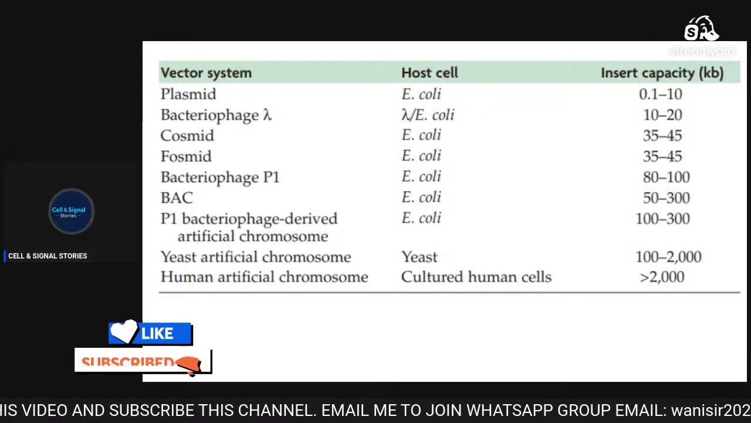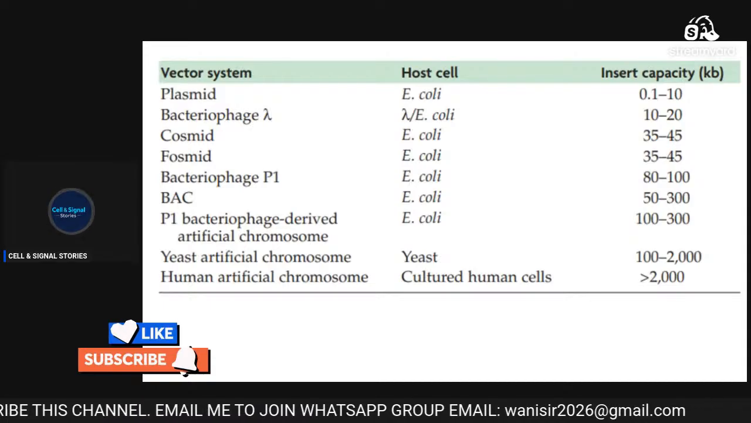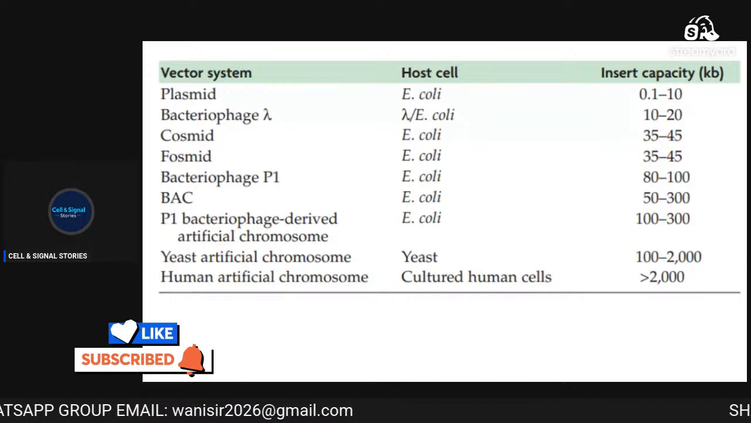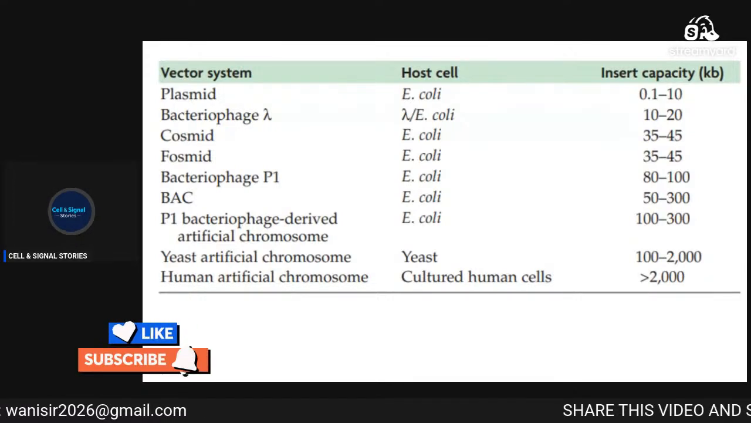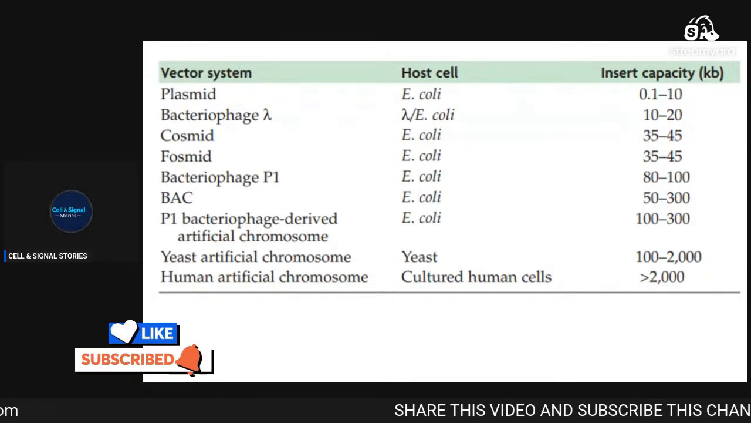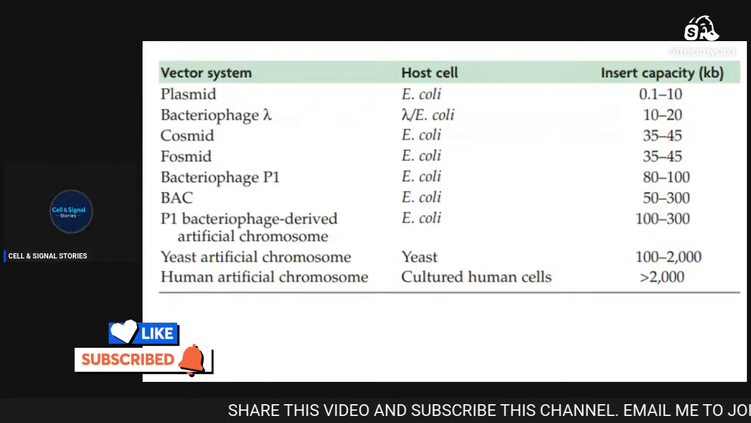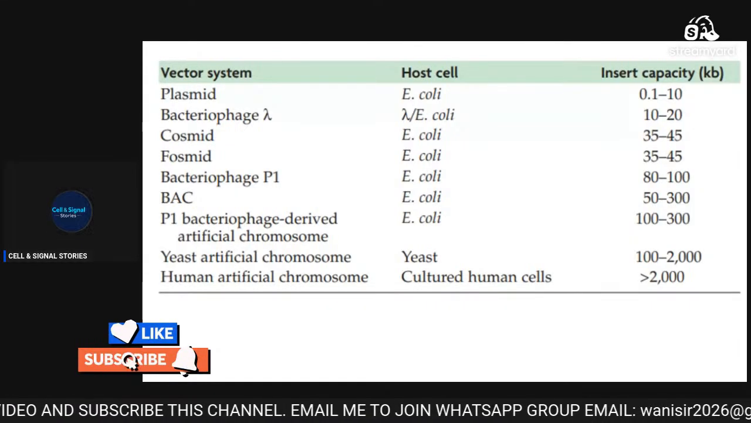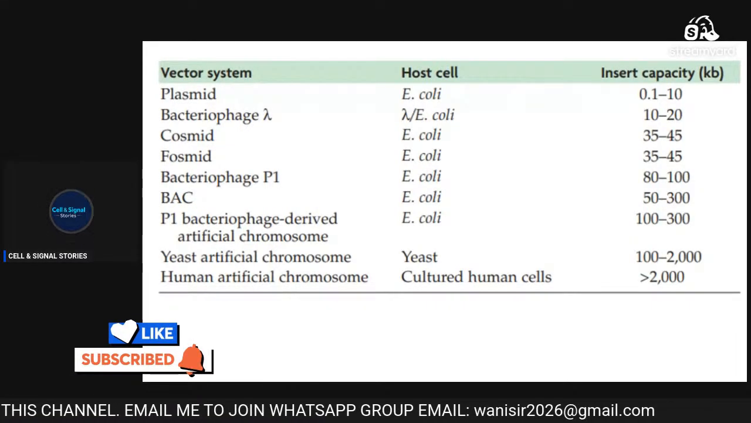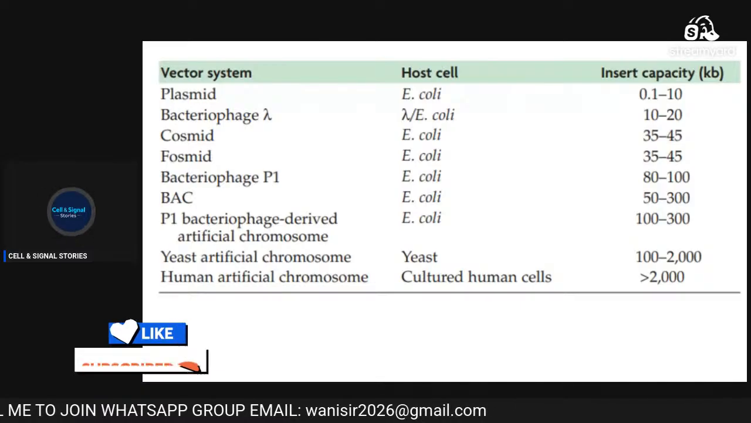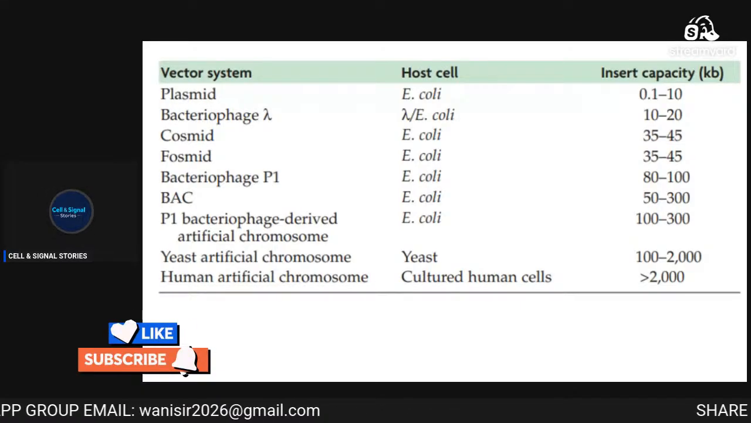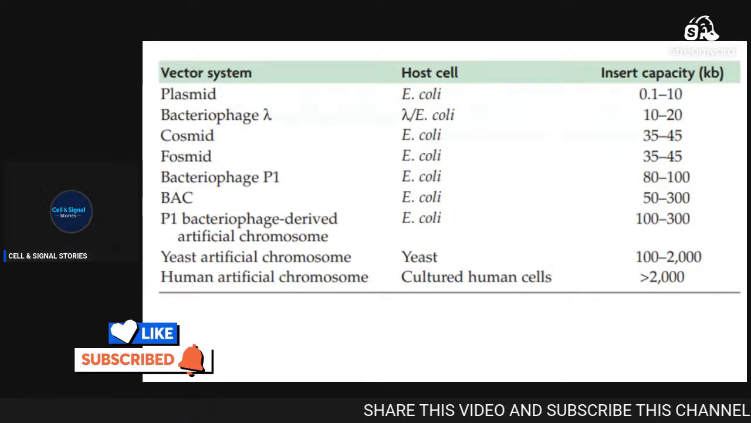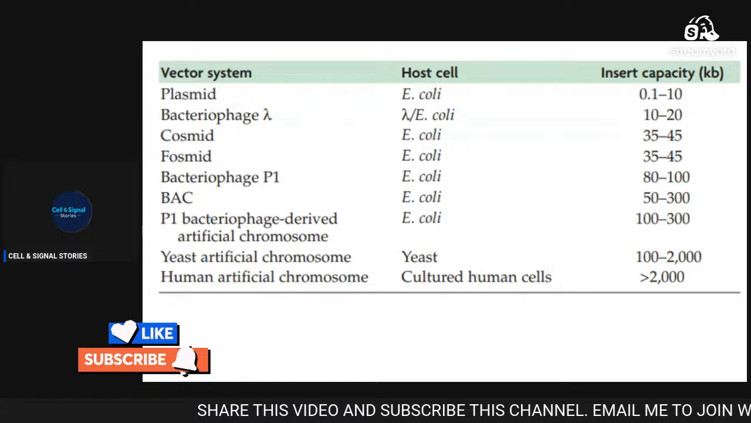Now I will tell you what the host cell is for each vector system, and what the insert capacity is, how much insert they can carry. It is in the same way that we have these vectors. So for the plasmid, the host cell is E. coli, and the insert capacity is 0.1 to 10 kbs.